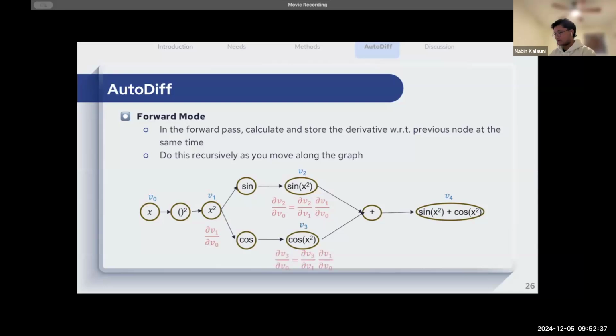So the same thing for v3, and then the same thing for v4, and at every step you're forgetting the nodes that are more than one step behind. You store the derivative as well as the values at the same time, right? That would be your forward mode automatic differentiation.